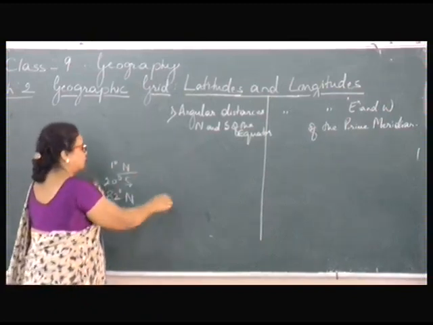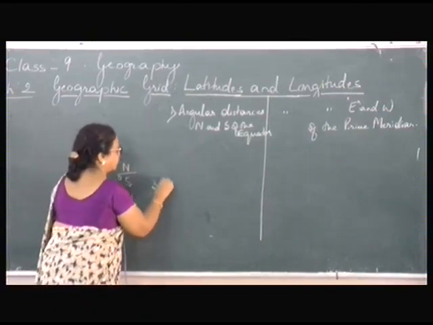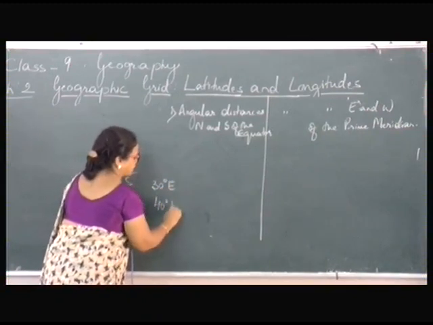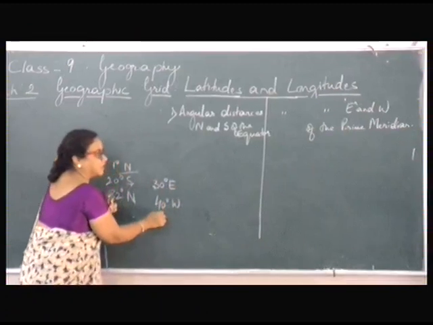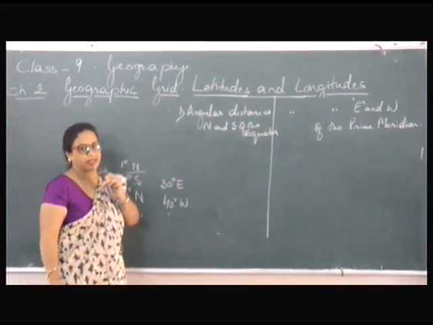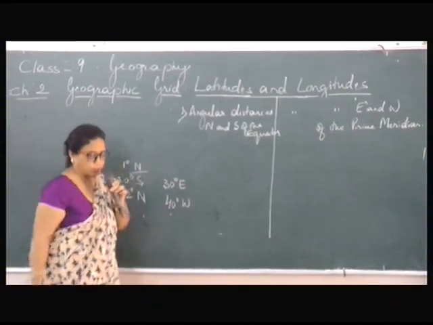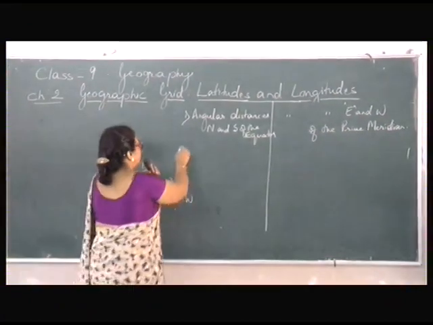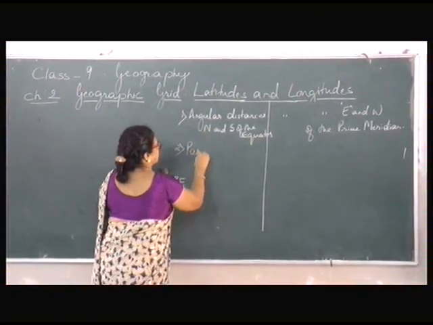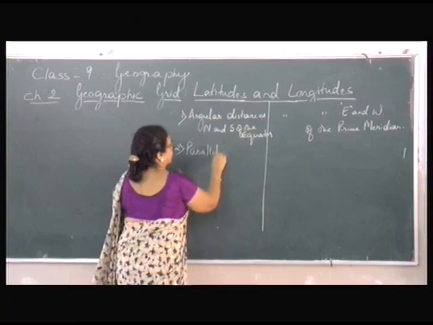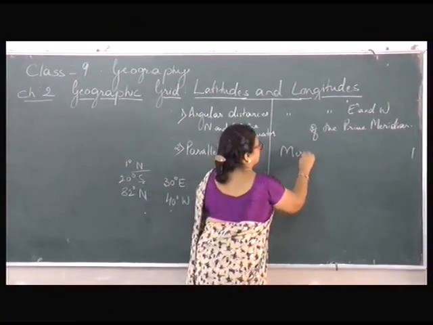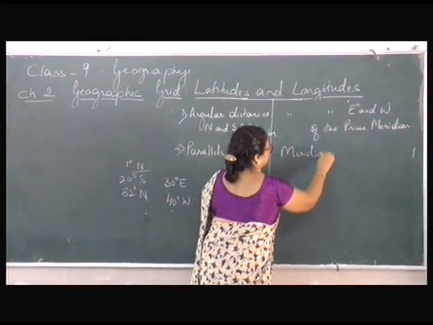N means in the northern hemisphere, S means in the southern hemisphere. Likewise for longitudes, if it is 30 degree longitude, we write it as east or west. We are indicating the location of that line and the places along that line. Now, the second point of comparison. Latitudes are also known as parallels of latitude, and longitudes are also known as meridians of longitude.